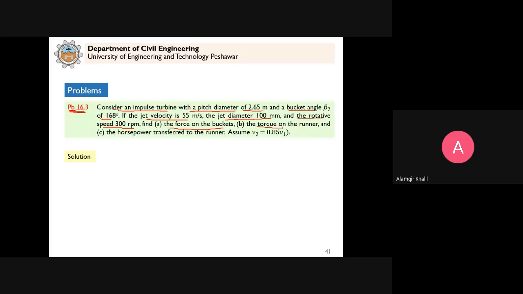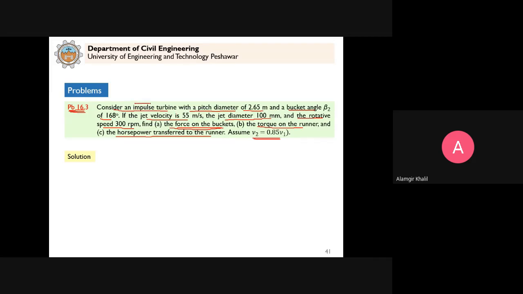Part B is the torque on the runner and the horsepower that is transferred to the runner. And we assume the exit relative velocity to be 0.85 times the inlet relative velocity. Now, since we have to calculate the force on the buckets, we need to draw the inlet and outlet velocity diagrams for the impulse turbine.